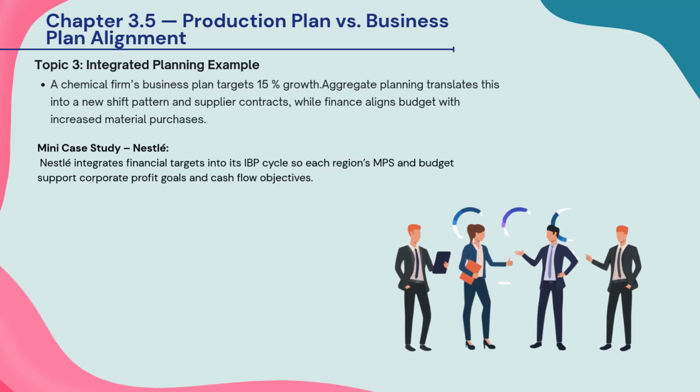This slide shows how business plans are converted into operational and financial plans. A chemical company targeting 15% growth translates this into new shift patterns, increased supplier contracts, and higher material budgets. Finance aligns budgets accordingly so operations and financial plans support the same goal. Mini case: Nestle uses IBP to link financial targets with each region's MPS and budget, ensuring production plans support corporate profit and cash flow objectives.